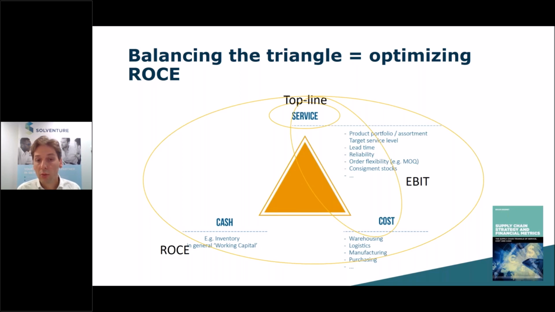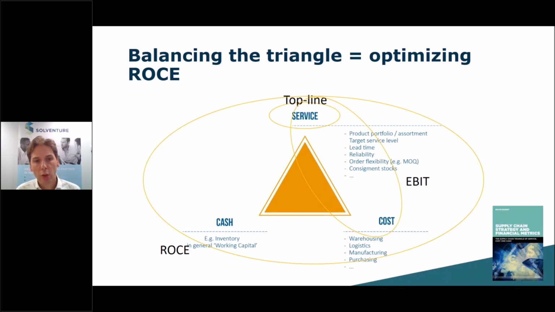So there is a good reason to really balance that triangle. And the reason is that balancing the triangle is about optimizing the shareholder value, measured here as the return on capital employed, or in spoken language, measured as the bang for the buck.